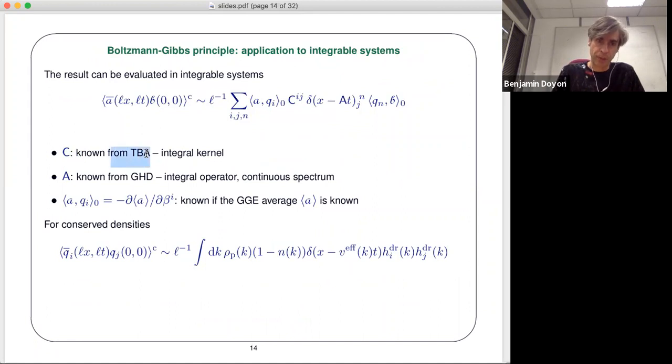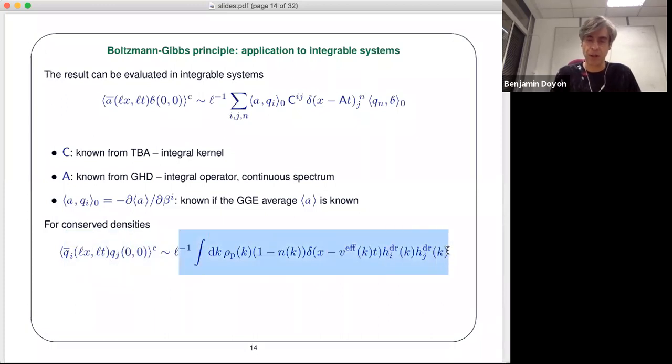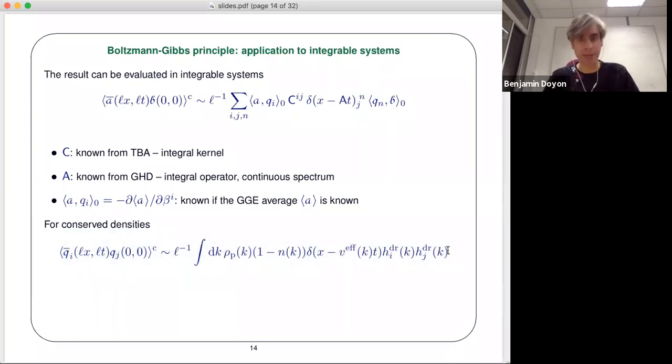C is known from the thermodynamic Bethe ansatz. A is known from generalized hydrodynamics. These are all integral kernels, integral operators. And this overlap is just obtained by differentiating the average of your observable in a GGE. So that's the data you need to know: the average of observables in GGEs. And once you have that, you put it in there. For instance, for just the conserved densities, this is the formula that you get in the notation of the thermodynamic Bethe ansatz.